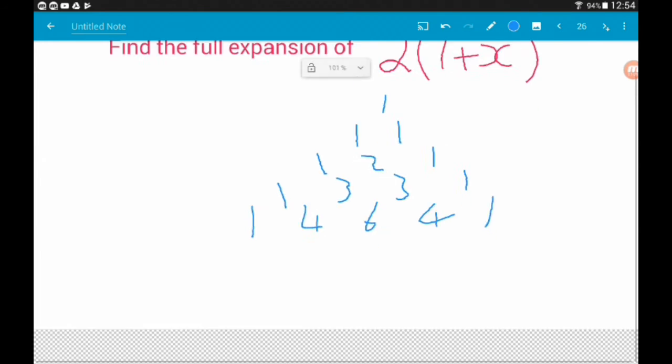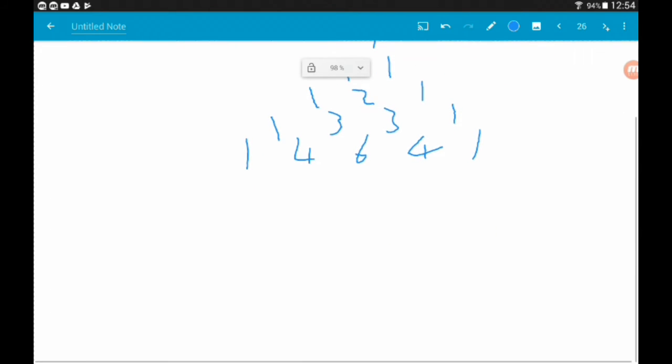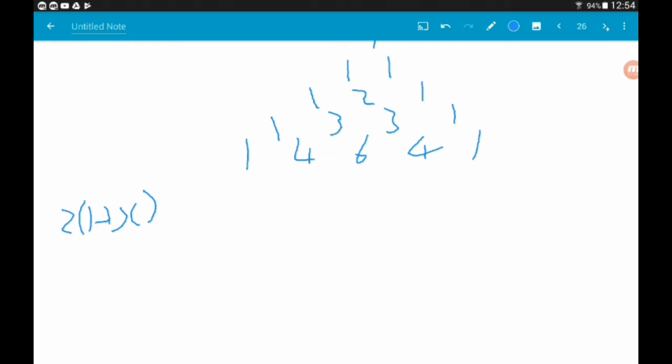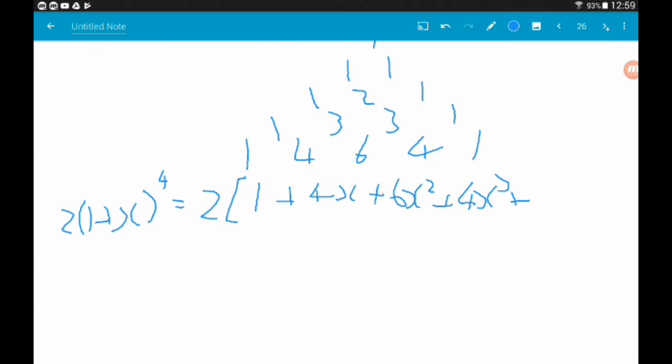So, 2 lots then. 2 lots of (1 plus x) to the power of 4 is 2 lots of 1 plus 4x plus 6x squared plus 4x cubed plus 1x to the power of 4.